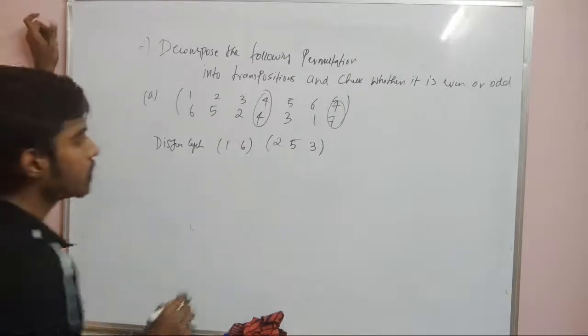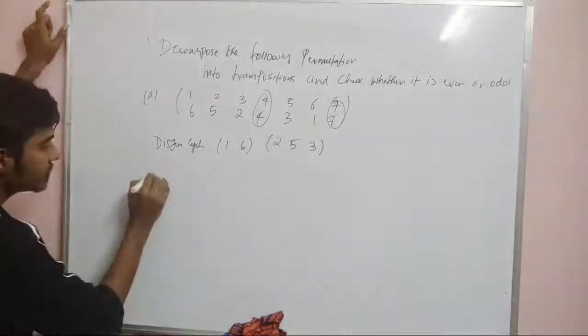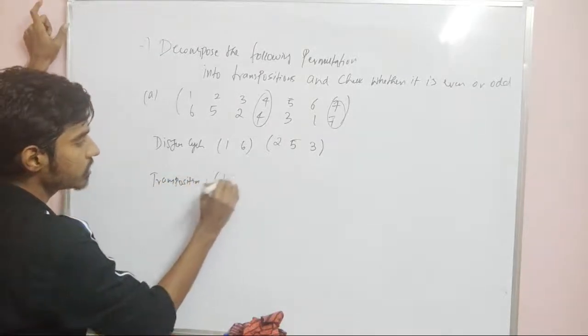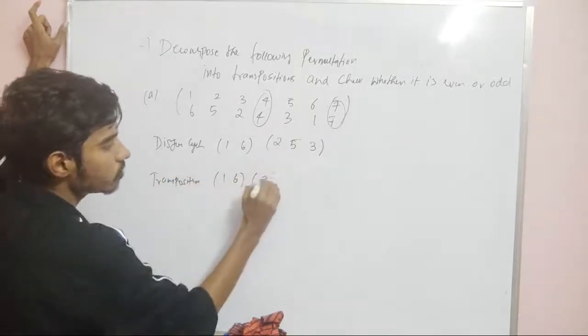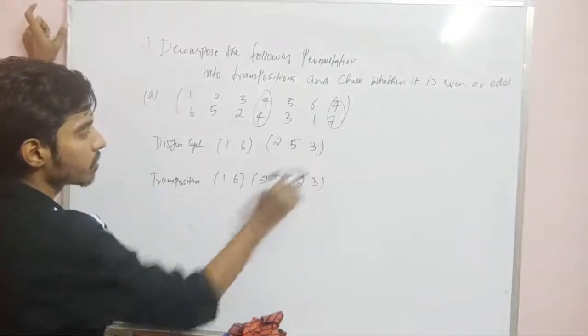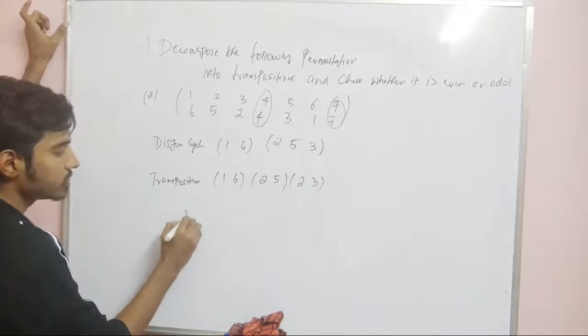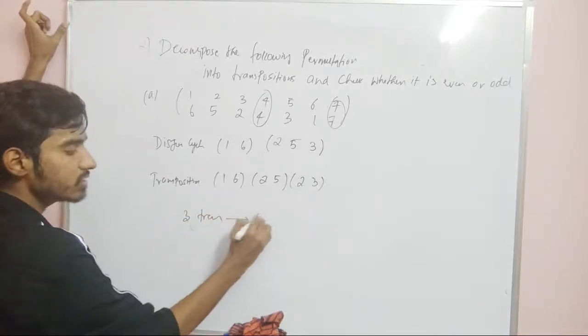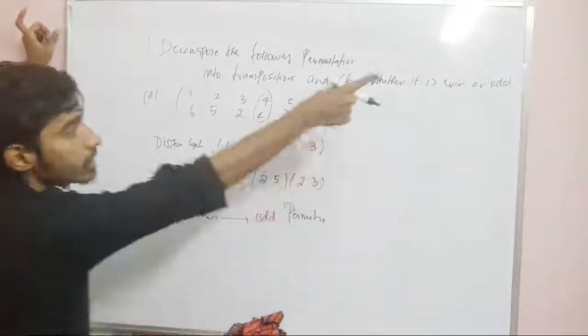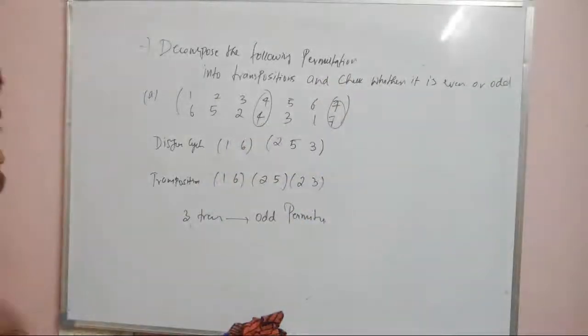disjoint cycle, and we know this disjoint cycle can be written as a product of transpositions. So we know how to write this, right? So (2 5)(2 3), right? How many transpositions are there? 3 transpositions. That means it is an odd permutation. So check whether it is even or odd. So it is an odd permutation.